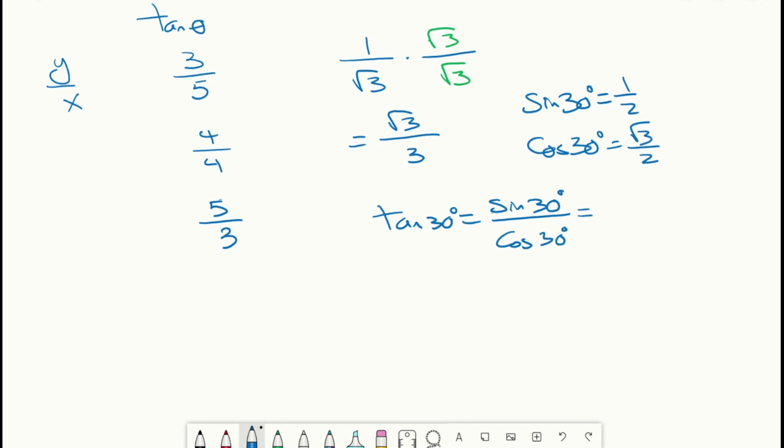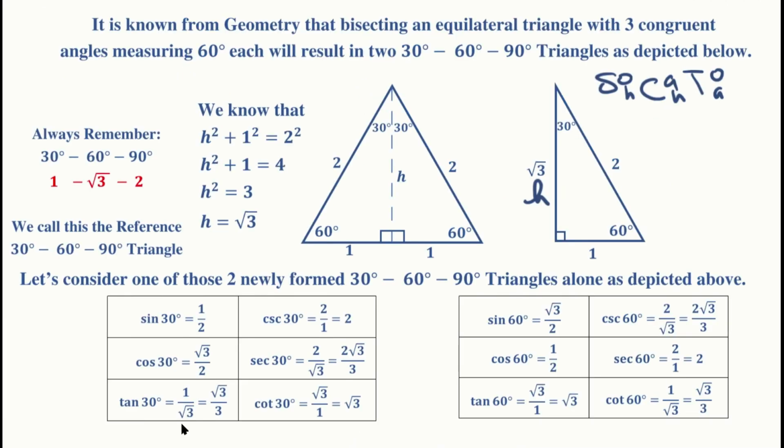So it's going to be 1/2 over square root of 3 over 2. And remember, we can do the outer product over the inner product. So it's going to be 2 over 2 radical 3. Those cancel out, and we get what? 1 over radical 3, as we discovered on the other page right here.